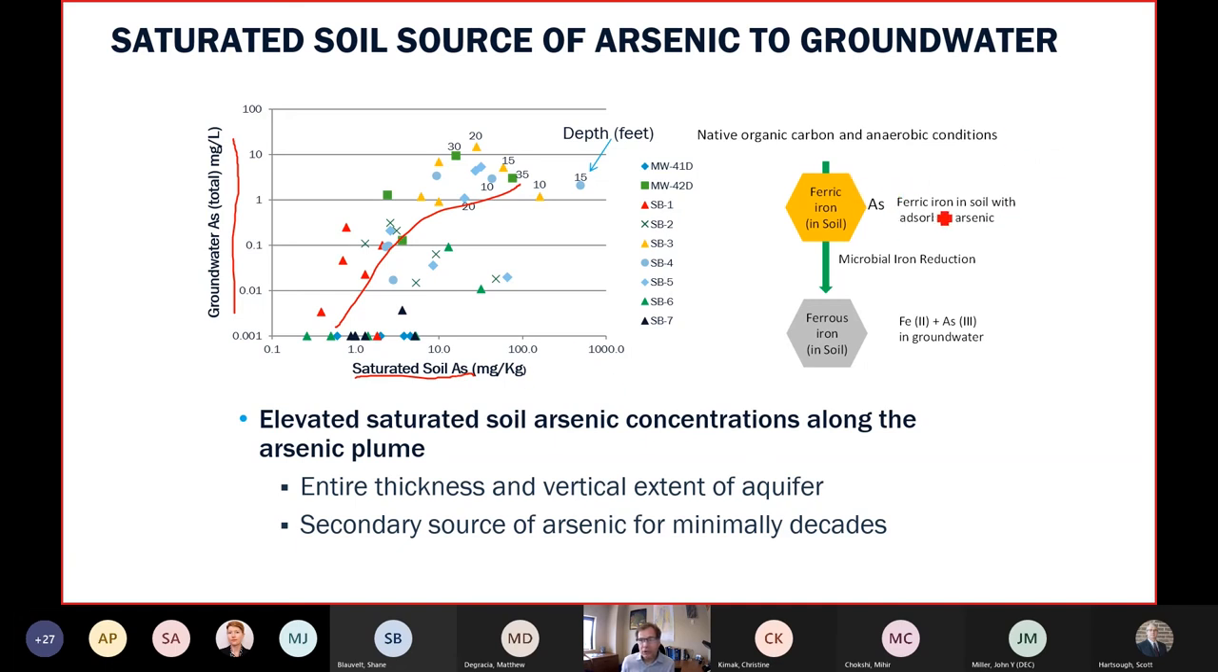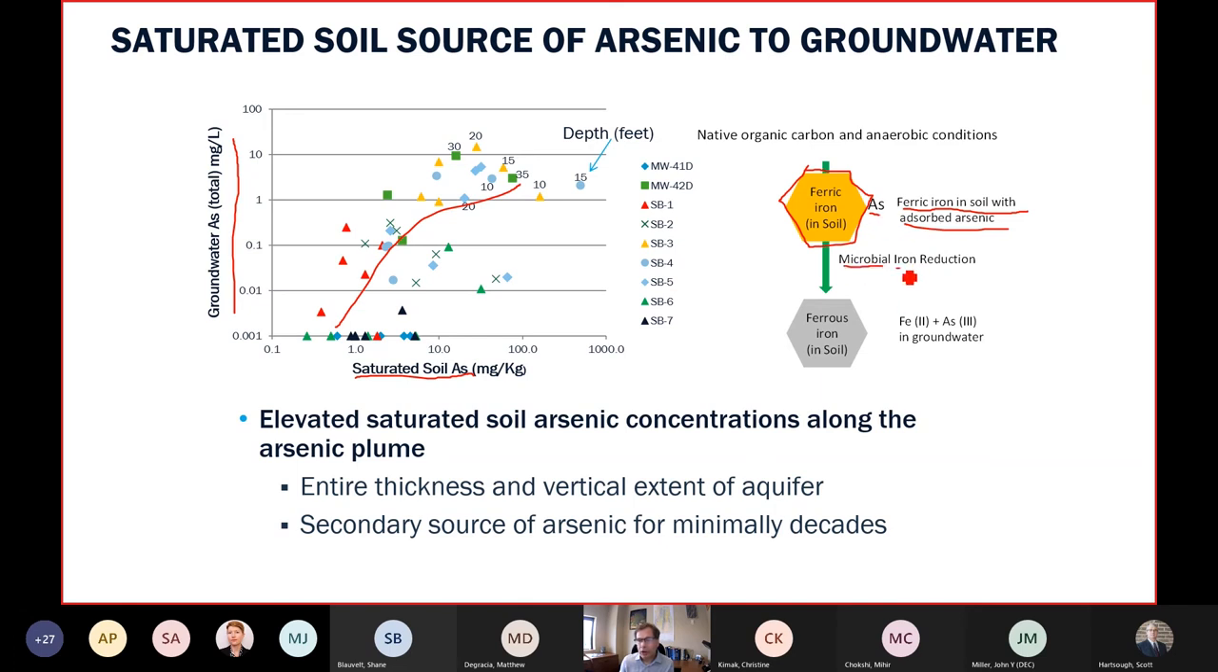So as you see here, ferric iron in soil with adsorbed arsenic. And this box is yellow, reddish brown, for lack of a better word, maybe orange. That represents oxidized environments, the iron staining that we often see in the shallow water table or above the water table. We all know that's iron staining in an oxidized environment. That's where you end up with ferric iron and arsenic adsorbed to it.